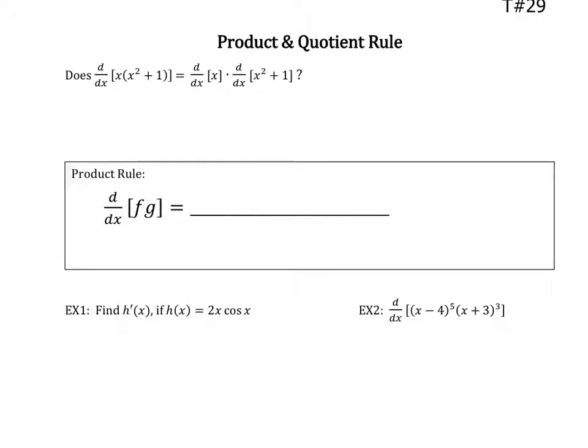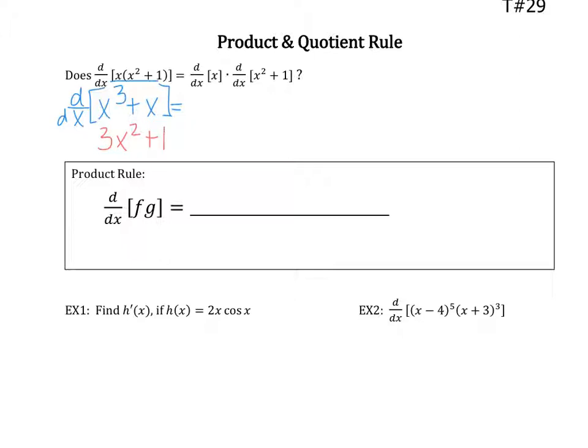Well, this is where the fun begins, friends. The product and quotient rule. So we're looking at, does the derivative work if I have a product of x times x squared plus 1? What I'm asking is the derivative, if I were to multiply that out, we of course know that would be x cubed plus x. So with that derivative, by the power rule, you would know that that is 3x squared plus 1.